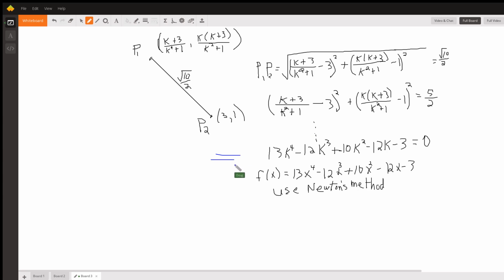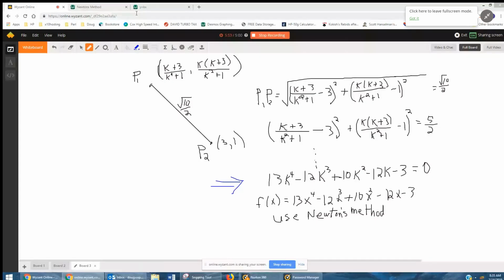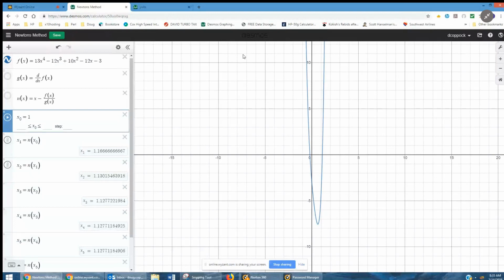And I thought, well, how am I going to find out the values for k? Well, I'm going to use Newton's method. And I actually have, if I share my screen, a Desmos graph that actually implements Newton's method. So here's f of x equals that function, and I want to use Newton's method to estimate the roots. g of x is the derivative of f of x, and n of x is the function that allows us to calculate the next root.